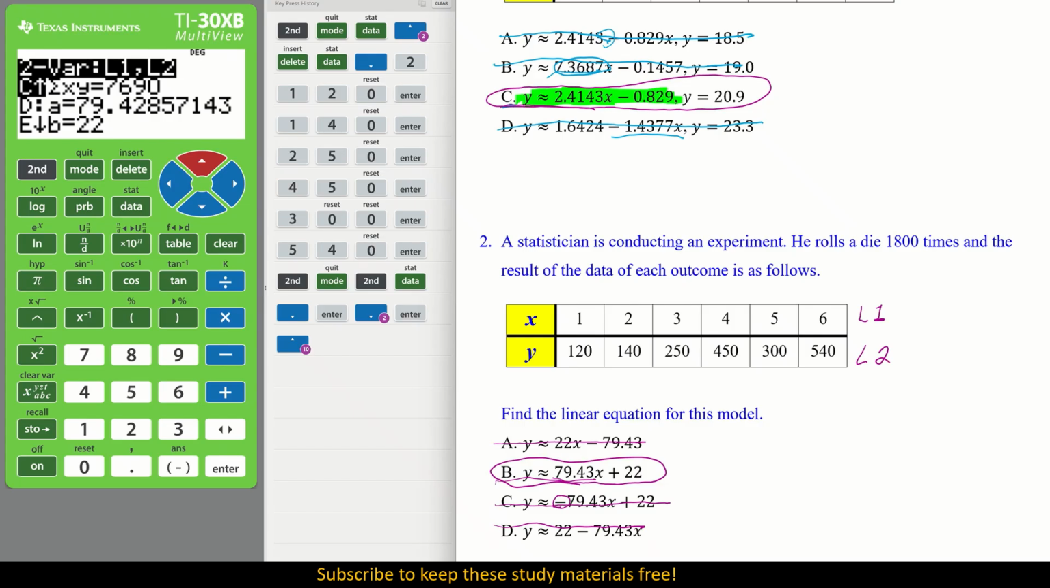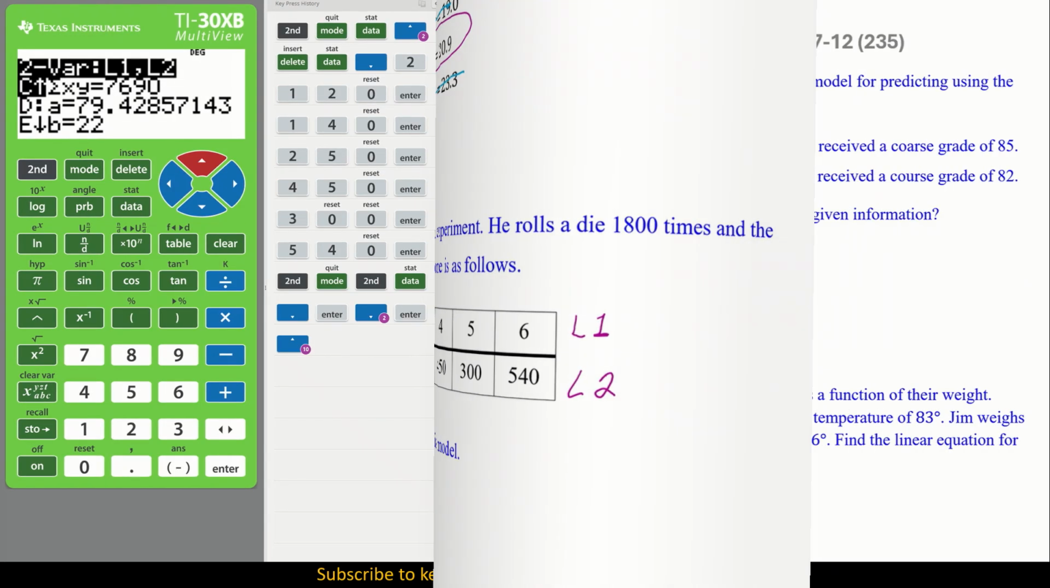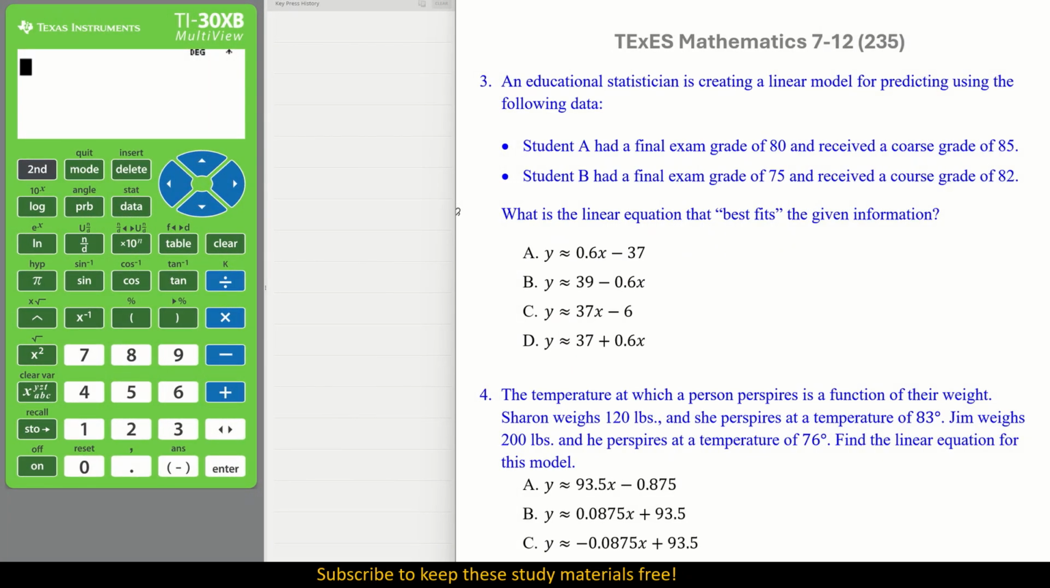Okay. All right, so let's try number 3. Number 3. An educational statistician is creating a linear model for predicting using the following data. Student A had a final exam grade of 80 and received a course grade of 85. Student B had a final exam grade of 75 and received a course grade of 82. What is the linear equation that best fits the given information?